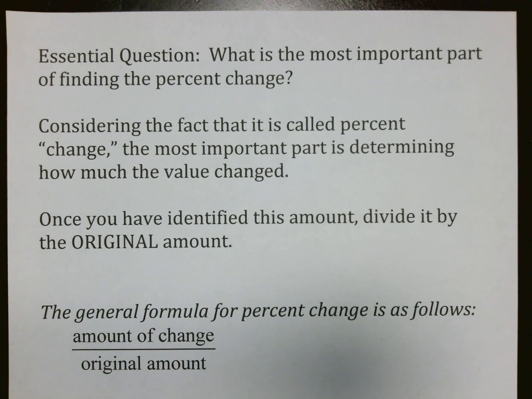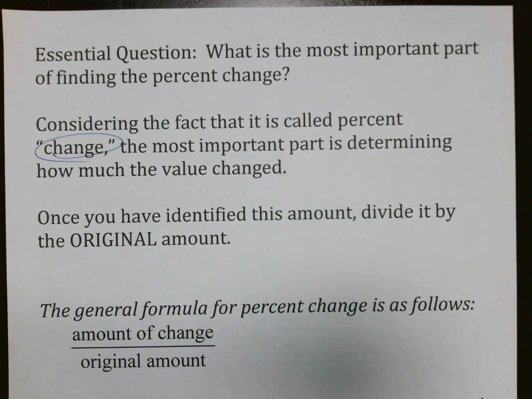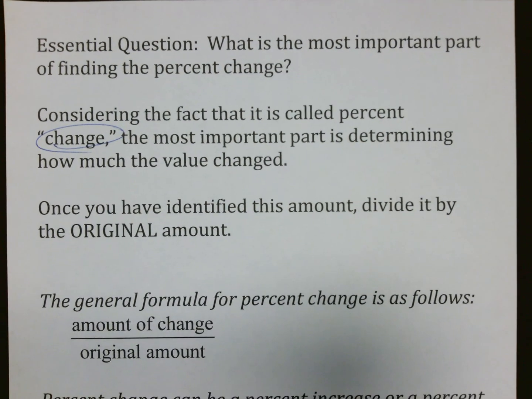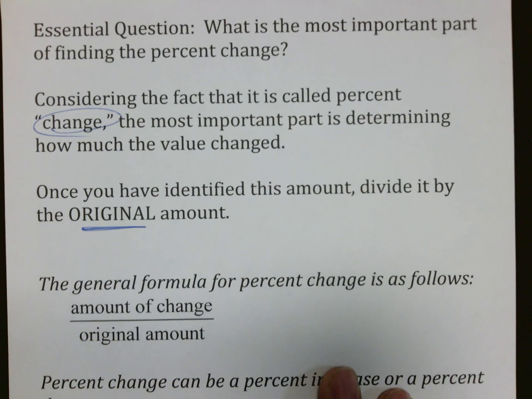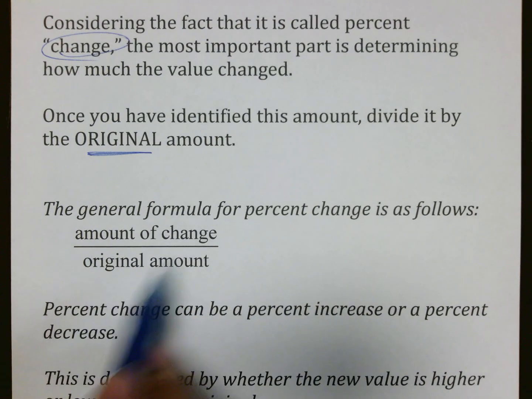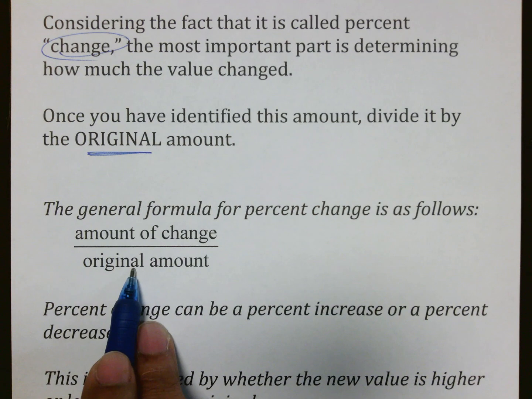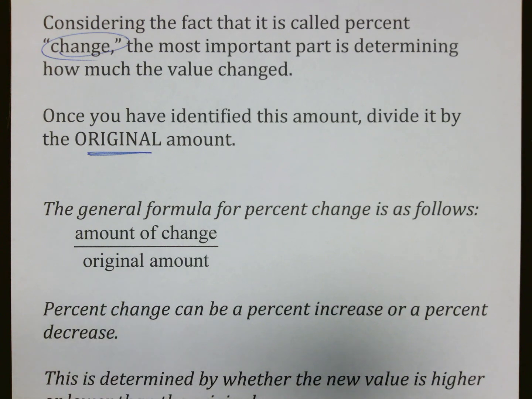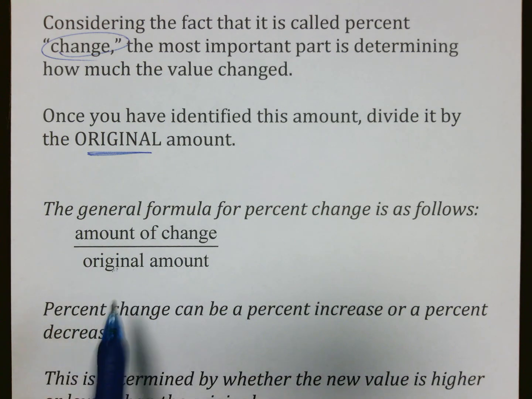What is the most important part of finding percent change? Considering the fact it's called percent change, the most important part is determining how much the value changed. But once you've identified it, you want to divide it by the original amount. So the general formula for percent change is take the amount of change, divide it by the original. And again, just remember, we care about what the original was, because if you want to find change, you don't want to base it off of where they are now. You want to base it off of where it was. So you take how much it changed and divide it by wherever it started.